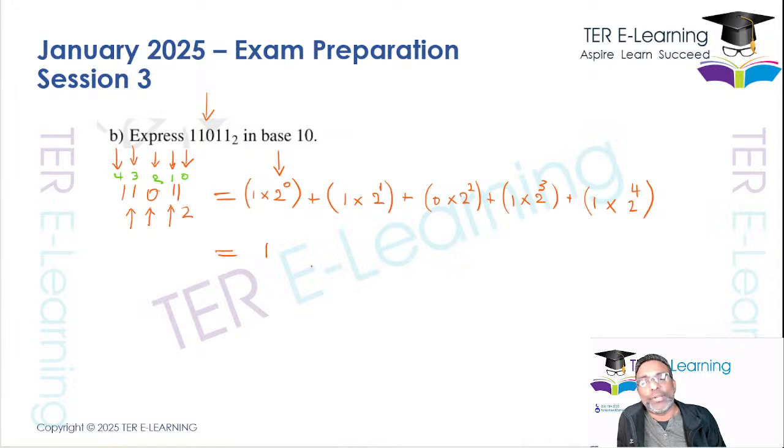1 multiplied by 1, you're going to get 1, plus 2 to the power 1 is 2. 2 by 1 is 2, plus 0 by 2 squared is going to give us 0, plus 2 cubed is 8. 8 by 1 is 8, plus we have 2 to the power 4. That's 2 by 2. 2 2s are 4, 4 2s are 8, 8 2s are 16. So this is going to be 16 here, right? So therefore, when I add this up here, 8 and 2 is 10, so that's 26. So this is 27 here in base 10.